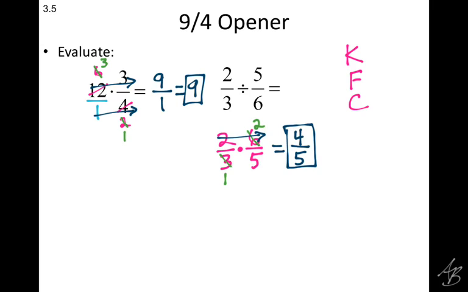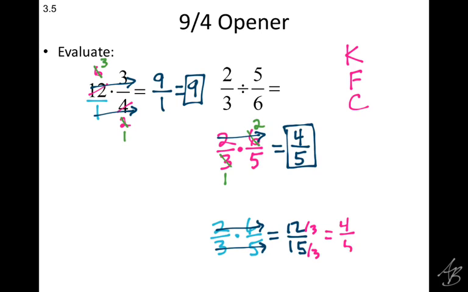Now, could we get the right answer if we didn't reduce here in this step? Would we still be able to get the right answer? Yeah, we could. We would just have to reduce in the end. So let's look at that real quick. So after the KFC step, we had 2/3 times 6/5. If we just multiply across right now, we get 12 over what? 15. Is there anything that goes into 12 that also goes into 15? 3. 12 divided by 3 is 4, and 15 divided by 3 is 5.